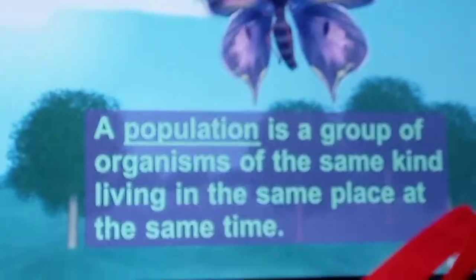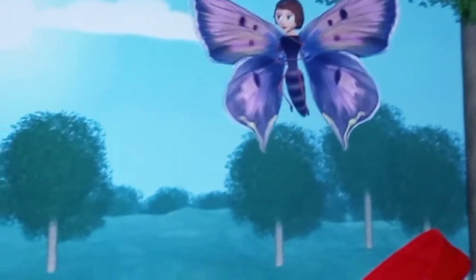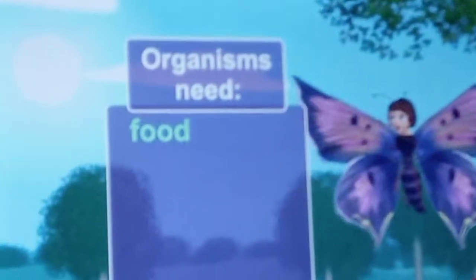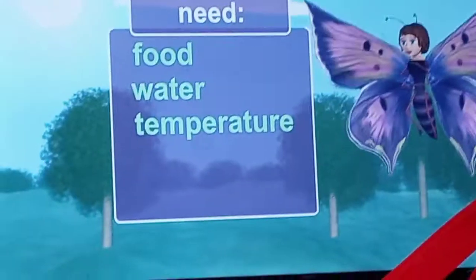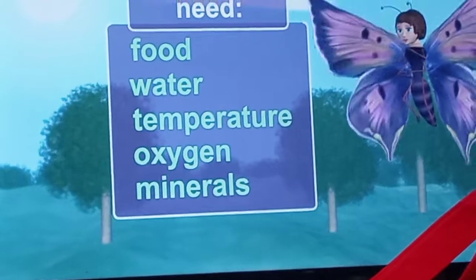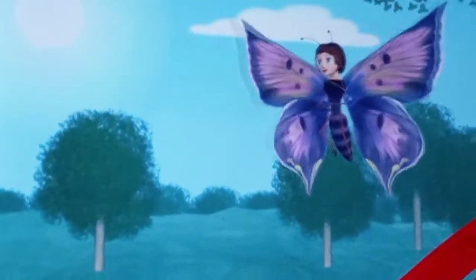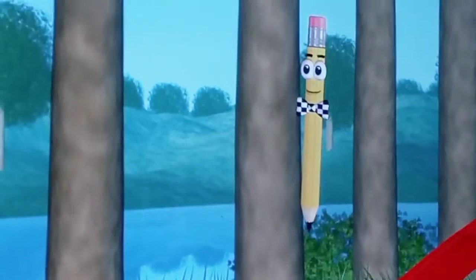The habitat must supply the needs of the organism, such as food, water, temperature, oxygen. If the population needs are met, it will try to move to a better habitat. Every organism in an ecosystem has an important part to play in the community.